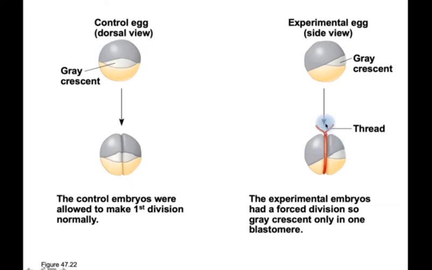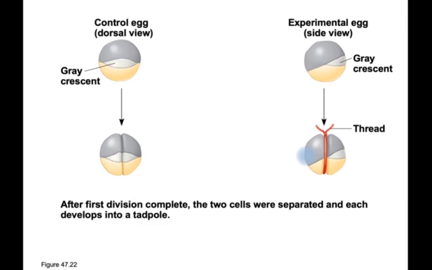So to do that, kind of cleverly, the experimenters took a little thread, wrapped it around the egg to pinch it a little bit before it would divide, and we're not going to go into this, but that physically caused the egg to divide usually in the same plane as that string. So this forced the division to go here, leaving all the gray crescent in this future cell and none of the gray crescent in this future cell. So after the first division happened, what they could do is cut this embryo in half and make two different cells.